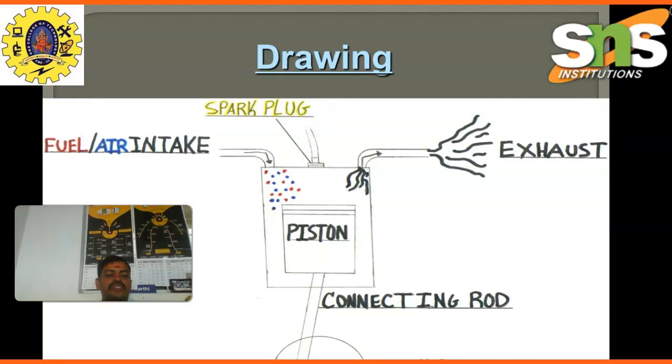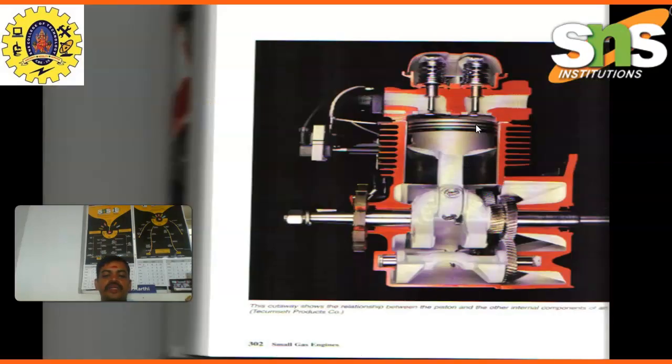This is the piston, air fuel intake, exhaust, and the connecting rod and crankshaft. These are the cut sections of engines.